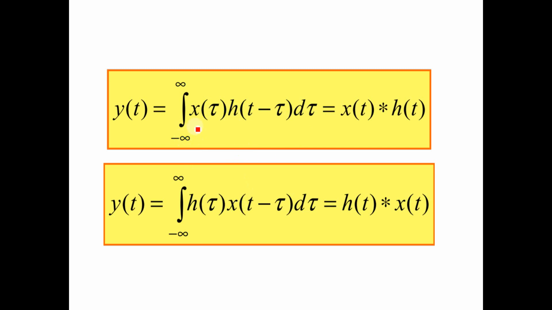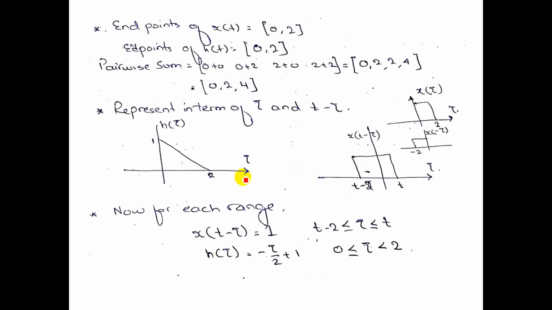So basically it is more or less the same concept we discussed in discrete time. One signal will remain stationary, and the other signal will be flipped. With respect to tau, I am going to flip this signal, or with respect to tau, I am going to flip x. It is up to you to decide which signal you want to keep constant, without flipping, and which signal you want to flip. These are the formulas we can use. Now, first of all, from the given signal, we need to find the endpoints. How are we going to find the endpoints?